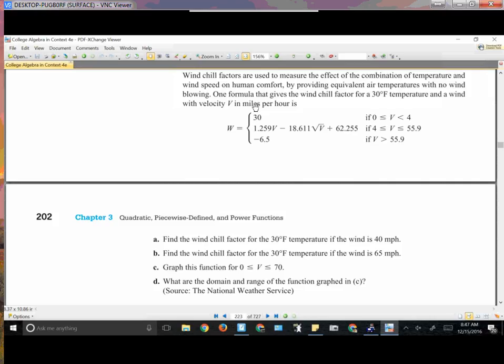it would have to be 30 degrees, right? So if there was absolutely no wind out there and it was 20 below and I tried to use this formula, it would tell me that's 30 degrees outside. That doesn't make a darn bit of sense, does it?